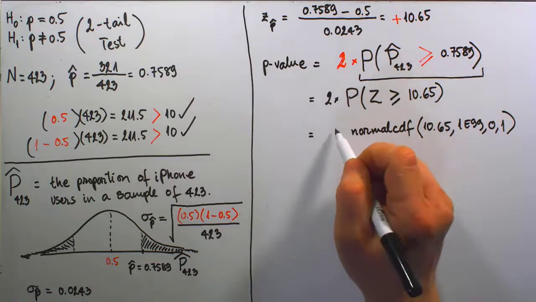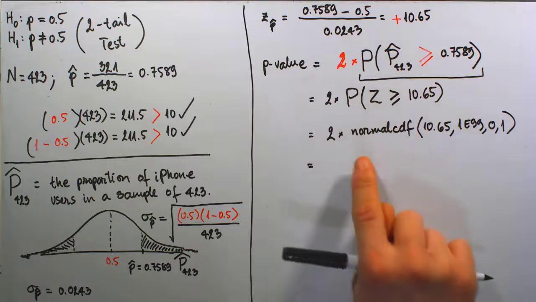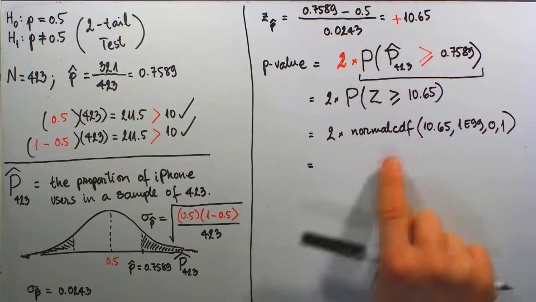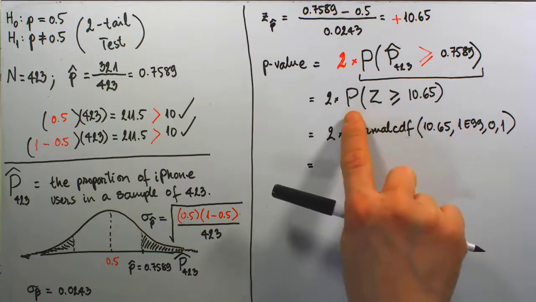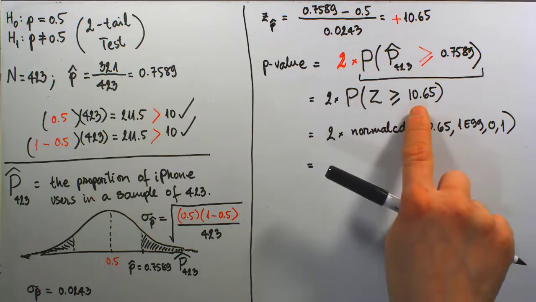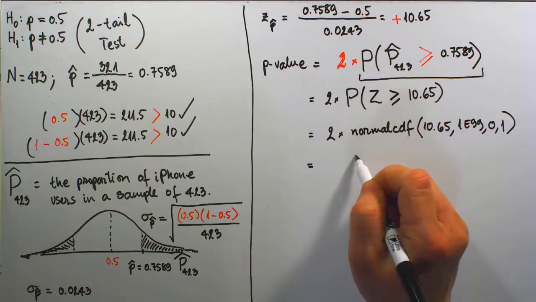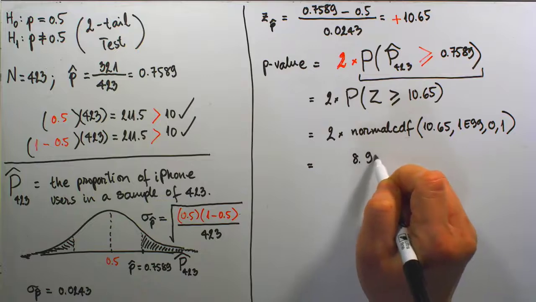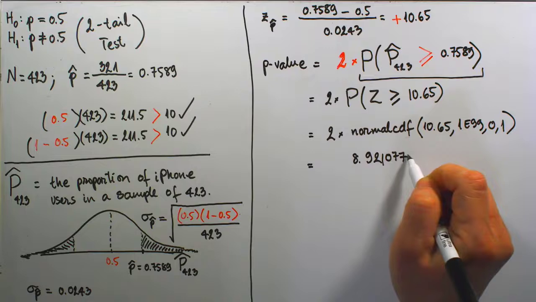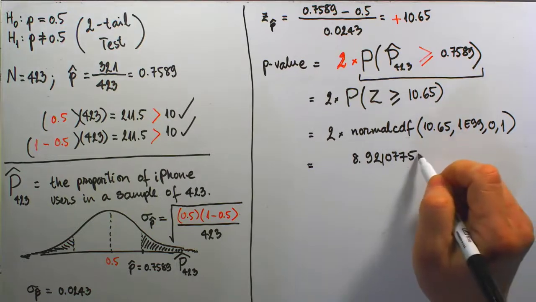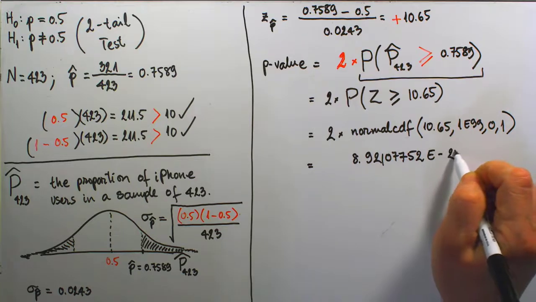And don't forget, we need to multiply this probability by 2. So what we saw on the calculator screen earlier is just a calculation of this, the probability where z-score is above 10.65. So that value came out 8.921077, and so on, E minus 27, according to the calculator.